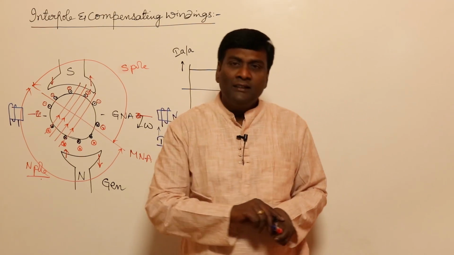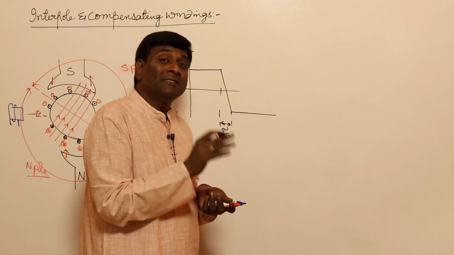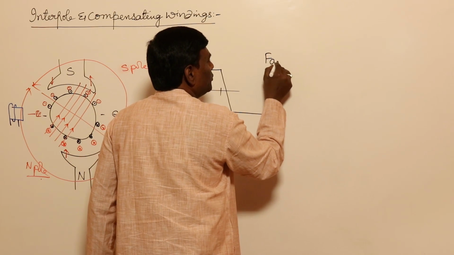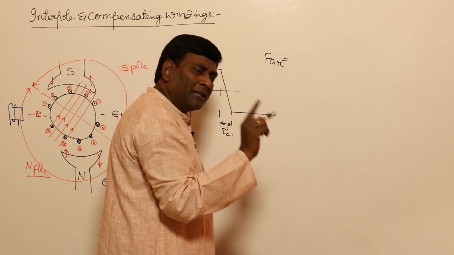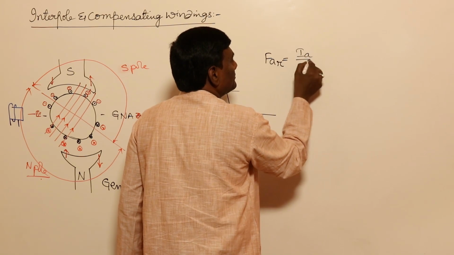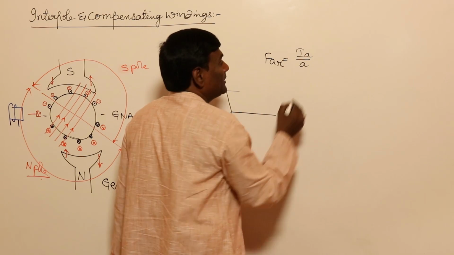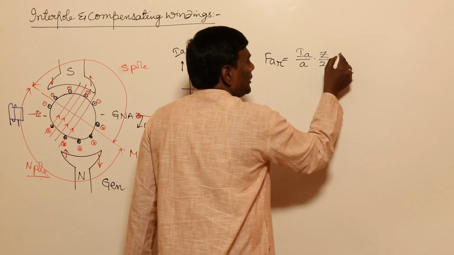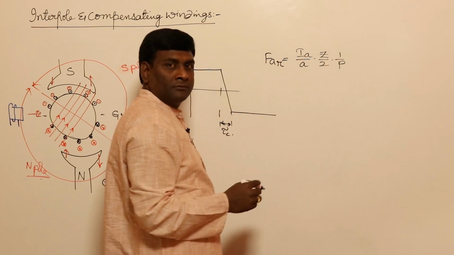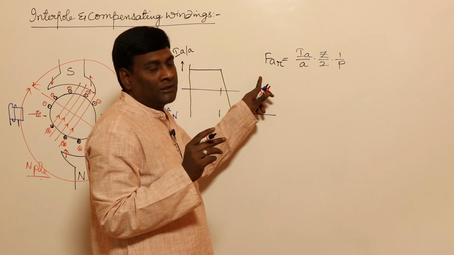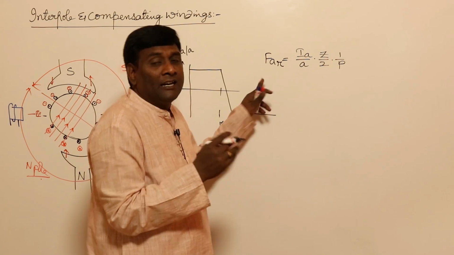Okay, now let us think of how many turns should be placed on each interpole. What is armature MMF? We need not remember anything. Armature MMF, ampere turns, is conductor current in amperes into number of conductors by 2, turns per pole. So this armature MMF should be compensated by the interpole, plus some extra flux it has to provide.